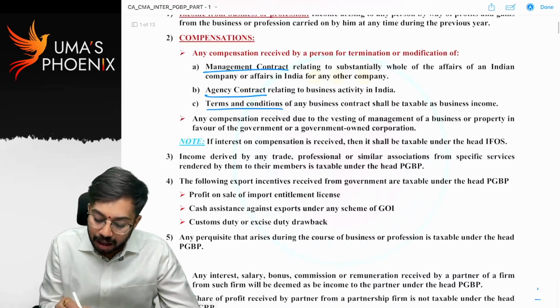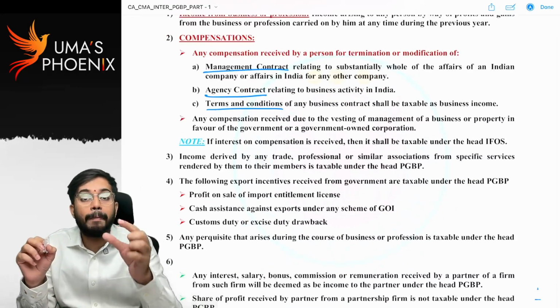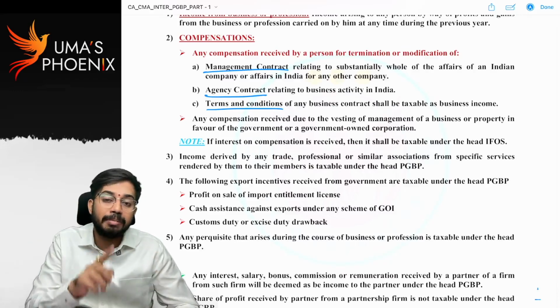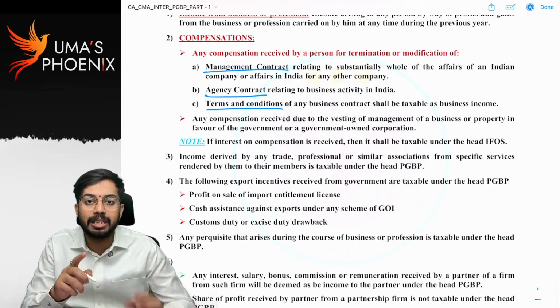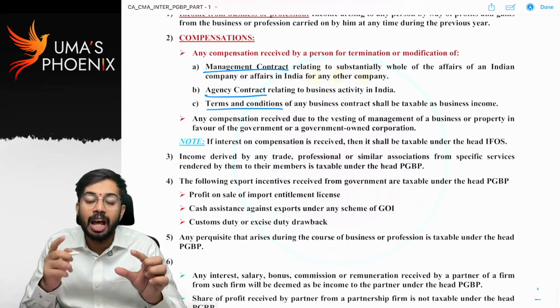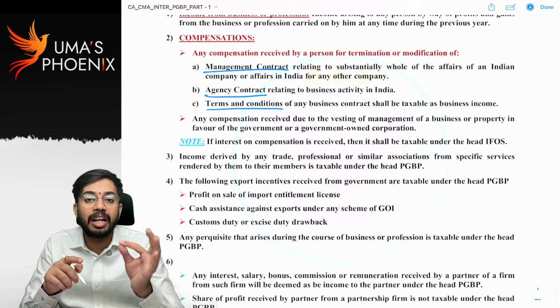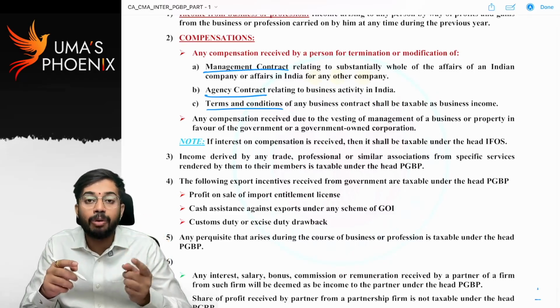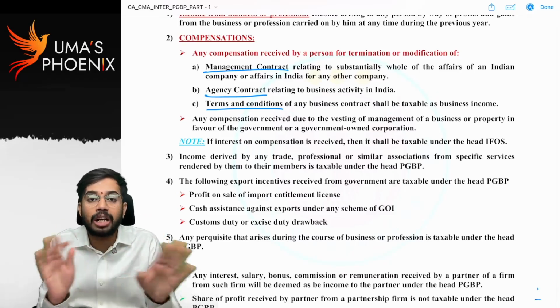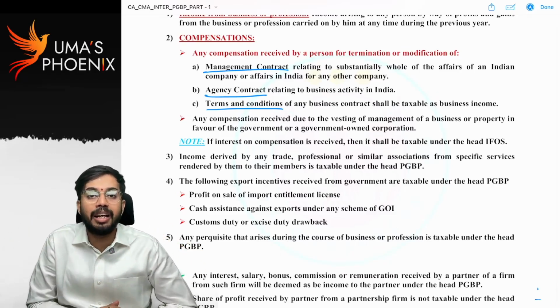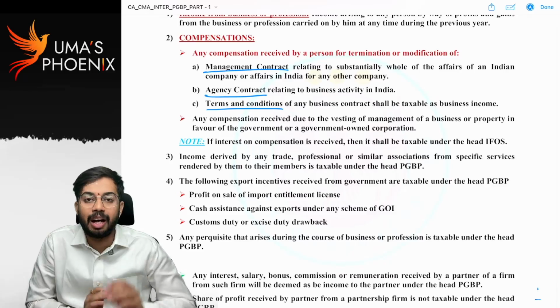Next, see, only the compensation amount is taxable under the head PGBP. If interest income is received on compensation, that means, like 80 lakhs compensation, along with the 80 lakhs compensation, interest at the rate of 12% was paid on 80 lakh rupees. Now, interest on compensation is not taxable under the head PGBP. Interest on compensation is taxable under the head income from other sources. Are you able to understand?